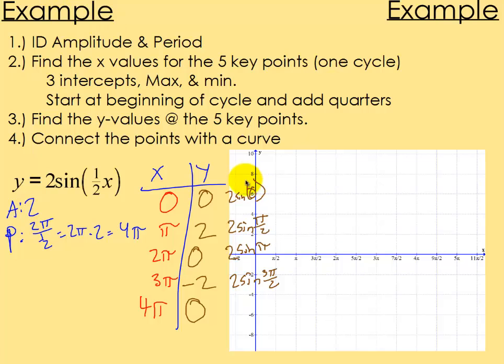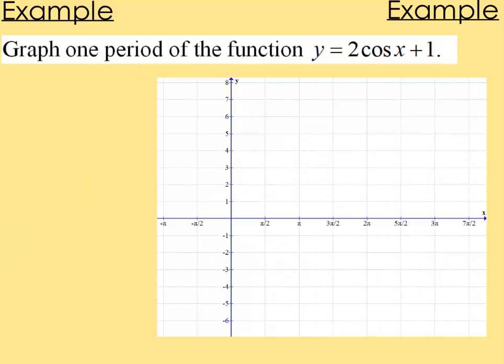Now that I got all that, I'm going to erase my work on the side. And I'm going to plot those 5 points. So I had 0, 0 for x, pi over 2, 2 right here, 2 pi, 0, 3 pi, -2, and 4 pi, 0. So plotting those points, now I sketch the curve. And it's roughly like that. There you go. Next one, pause the video.